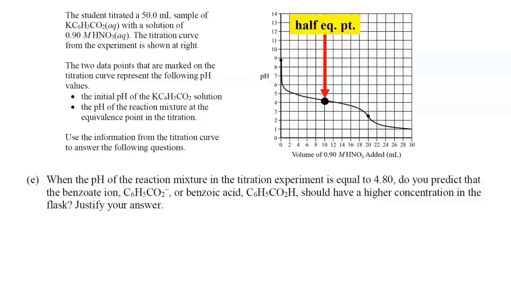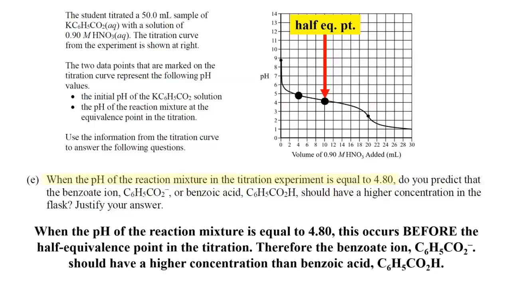So hopefully you can see that if I look at a pH of 4.8, which is right here on the titration curve, that occurs before the half equivalence point. So one way you can answer part E is as follows. When the pH of the reaction mixture is equal to 4.8, this occurs before the half equivalence point in the titration. And so therefore the benzoate ion should have a higher concentration than benzoic acid.